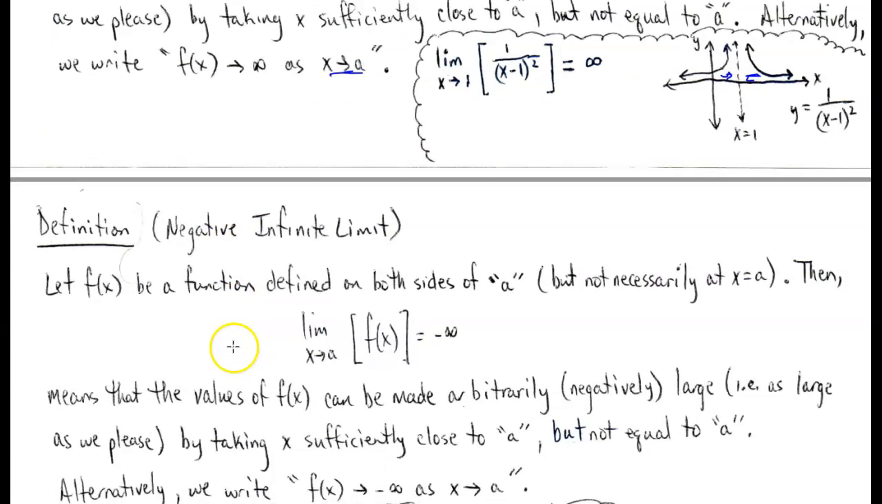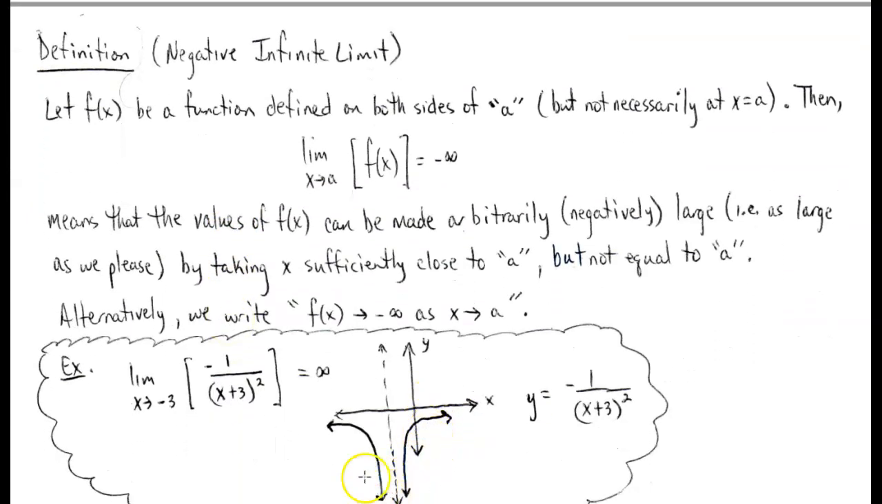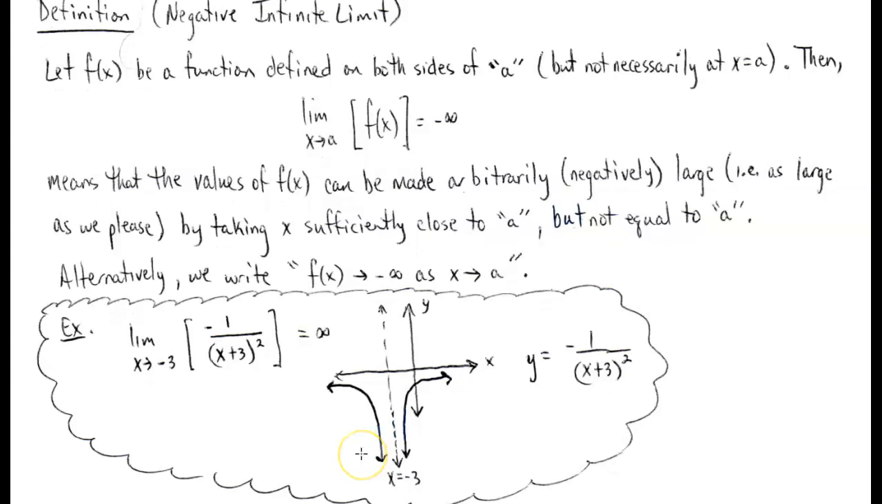For a negative limit, same thing. As x approaches some value a, my y values are going to get more and more negative. And of course, the graph of this particular function here, -1 divided by (x plus 3) cubed, is a good example of that.